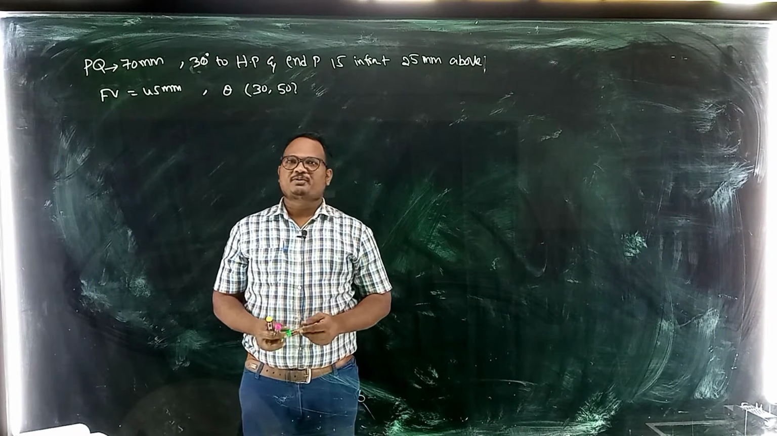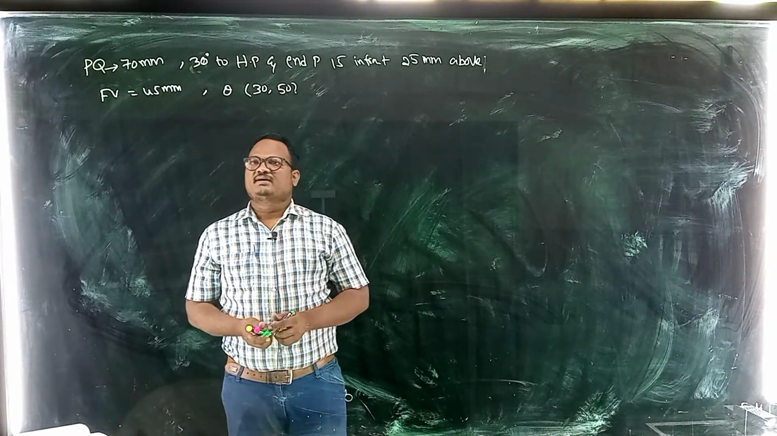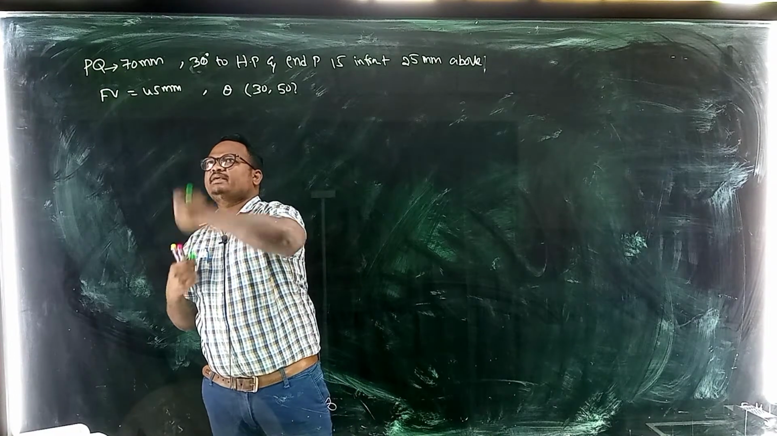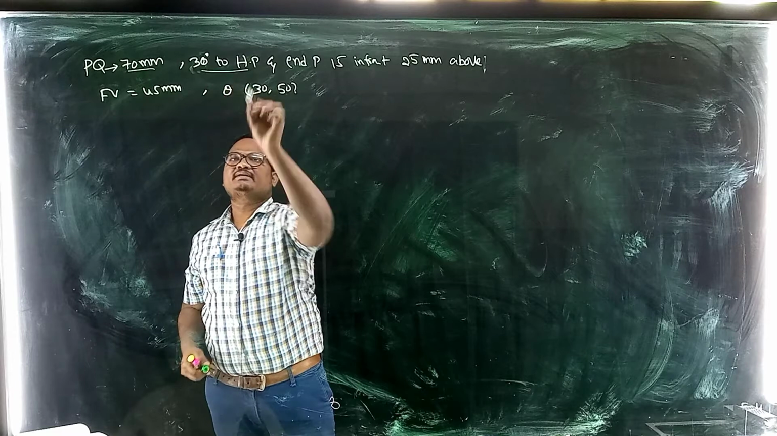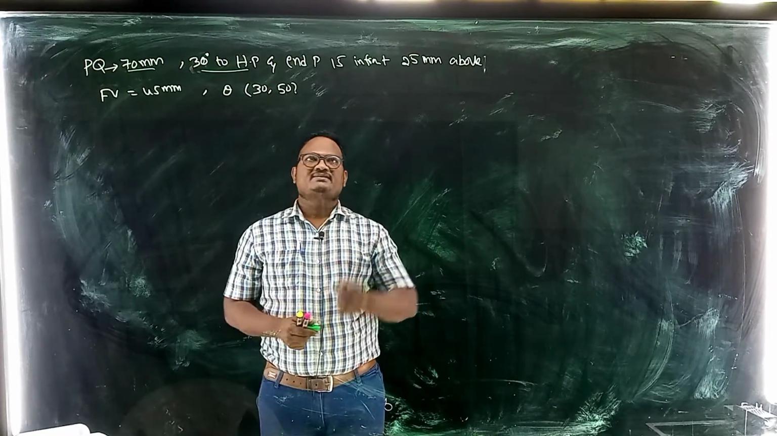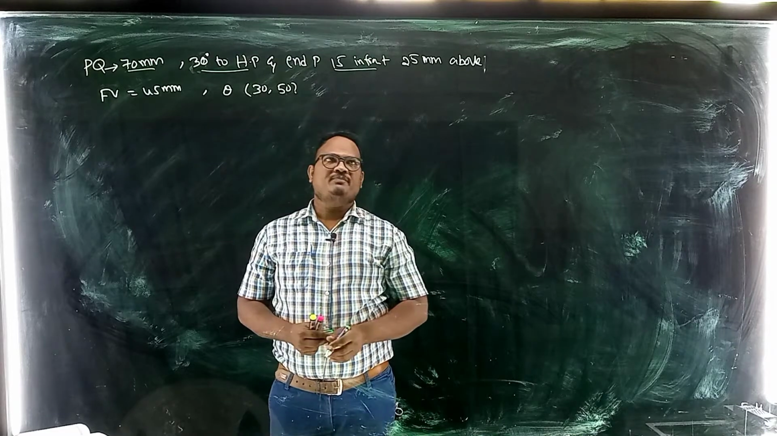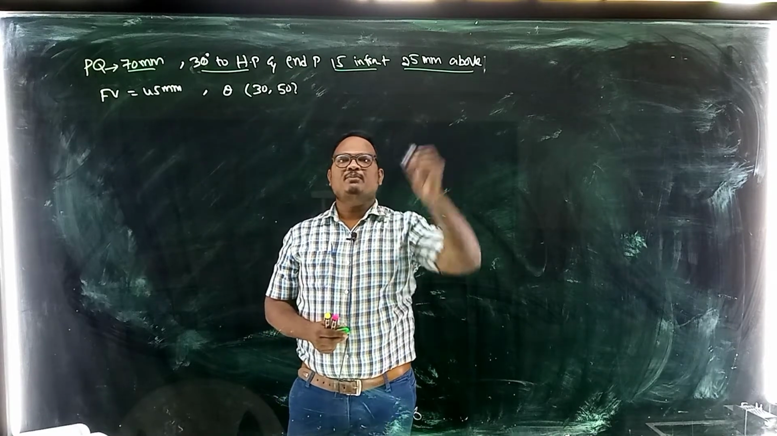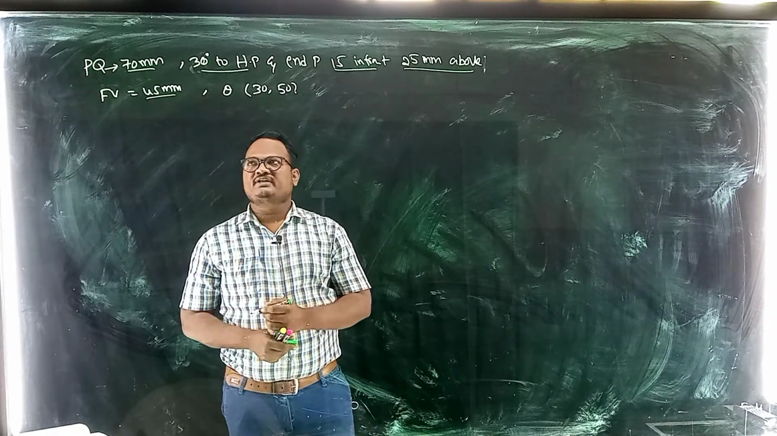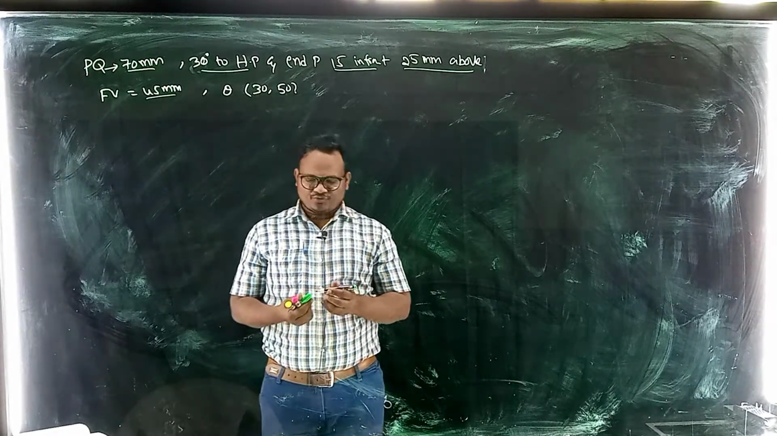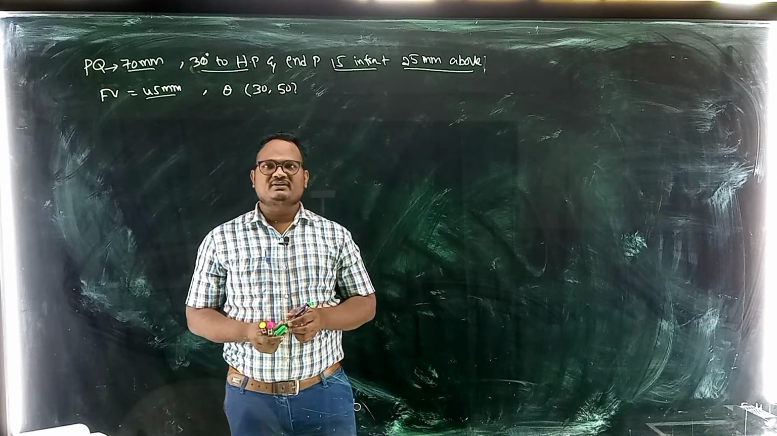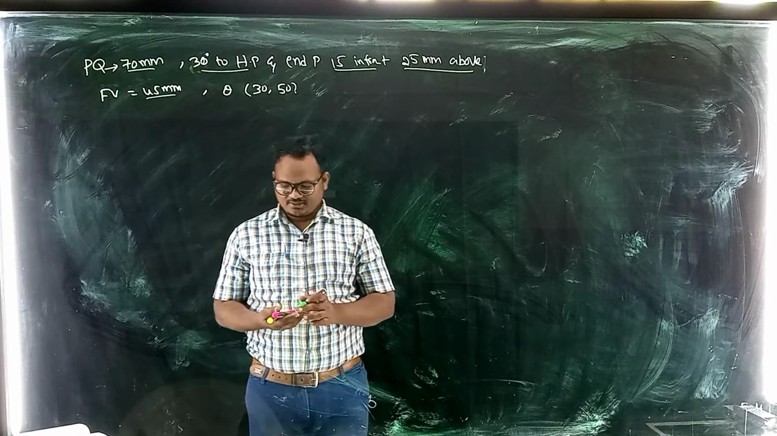Next problem in the projections of straight lines. A straight line PQ, 70 mm, is making an angle of 30 degrees to the HP. The end P is located at a distance of 15 mm in front of VP and 25 mm above HP. By taking a front view of 45 mm, we have to find out the projections and the angle of inclination with VP. So these are the conditions given.